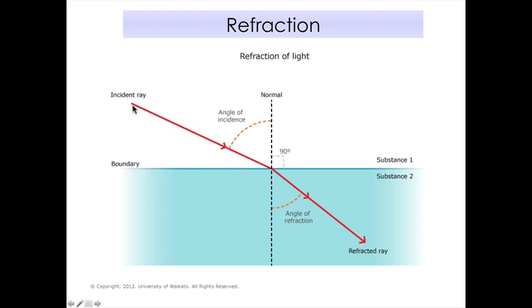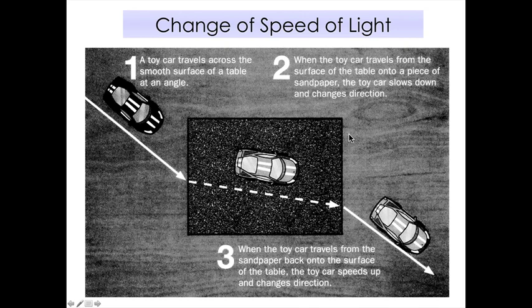Like the previous time, to find the angle of incidence, we find the incident ray, and the angle is between the ray and the normal. So it's this angle here. This is the angle of incidence. Similarly, if you look at the refracted ray here, the angle from the ray to the normal is the angle of refraction. So we have incident ray, normal, refracted ray, angle of incidence, angle of refraction. Okay, so you need to copy this down.